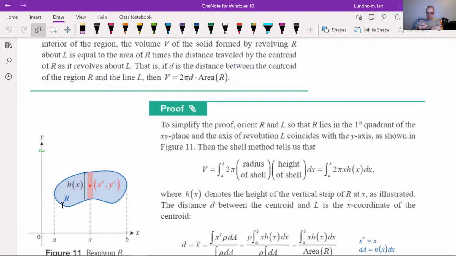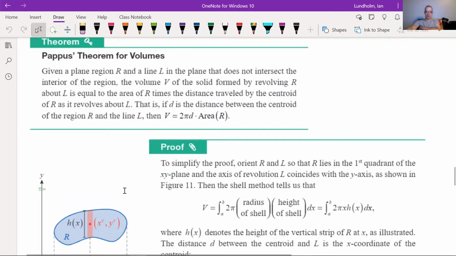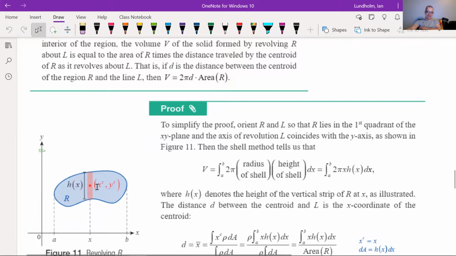from the axis of rotation to the centroid. So yeah, as this thing spins in a circle, the centroid would travel a distance of 2 times pi times d. That's where we get this, and then we're multiplying it by the area of the region.